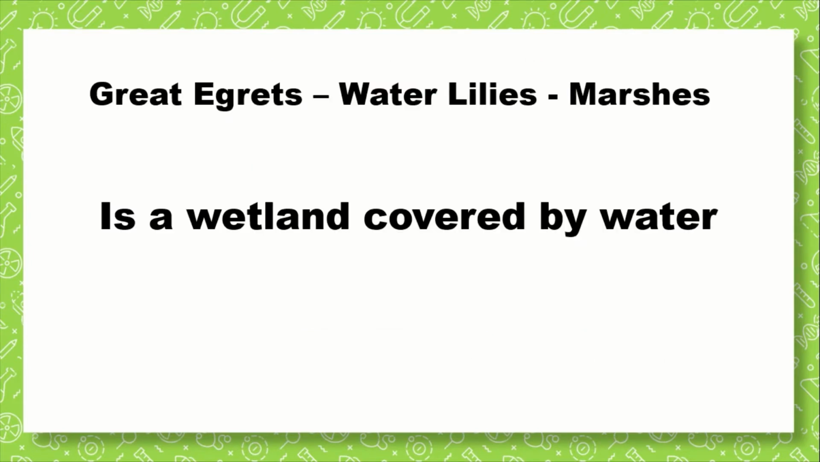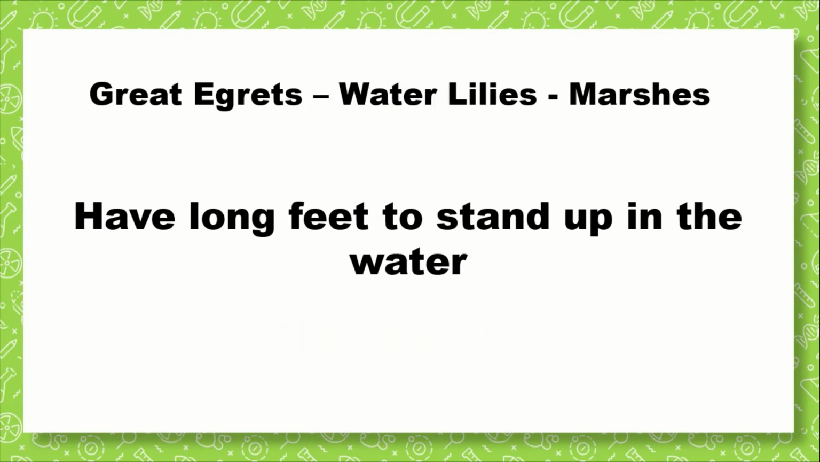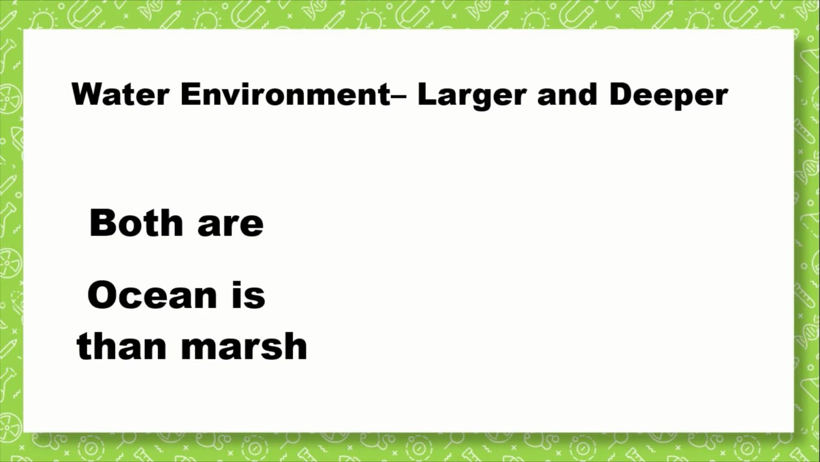Let's solve these questions together. What is a wetland that's covered by water? Is it great egrets, water lilies, or marshes? Marshes, correct. Next question. What has a long stem to help the leaves get the light and air? The water lilies, correct. What has long feet to stand up in the water? Great egrets, correct.